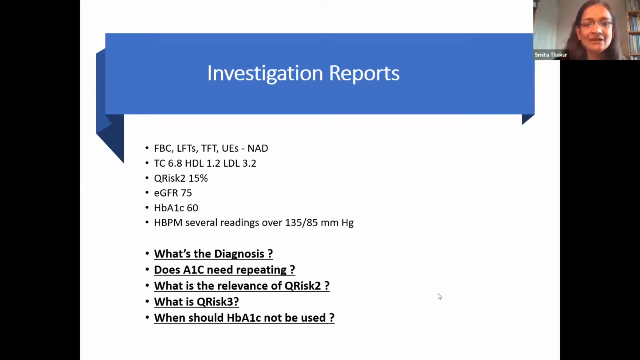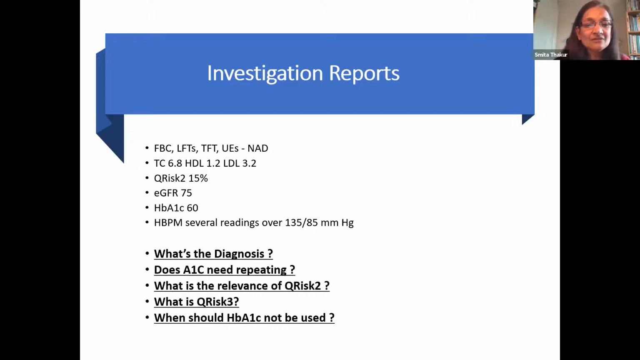Look at his lipid profile. That's right. Okay. Do we need to repeat his A1C? Type yes or no. No, that's right. Someone who's symptomatic with one reading in the diabetic range, we do not need to repeat. We only repeat in those who are asymptomatic.